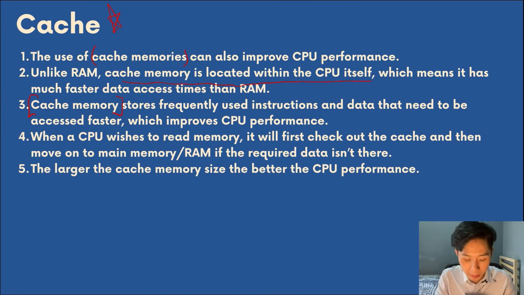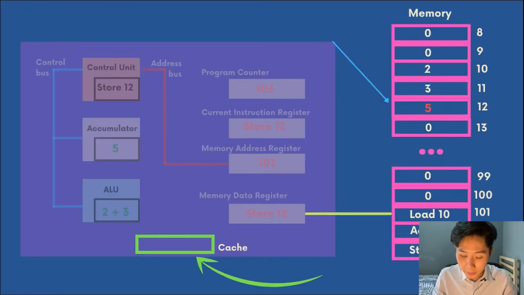Okay, so in point number 4, it says that if a CPU wishes to read the memory, it will first check whether the cache has that instruction before accessing the RAM. And the larger the cache memory size, the better the CPU performance is. For you to visualize, the cache memory is basically just one mini RAM that is located inside a CPU chip. So so far we have learned the 3 methods of increasing our CPU speed.